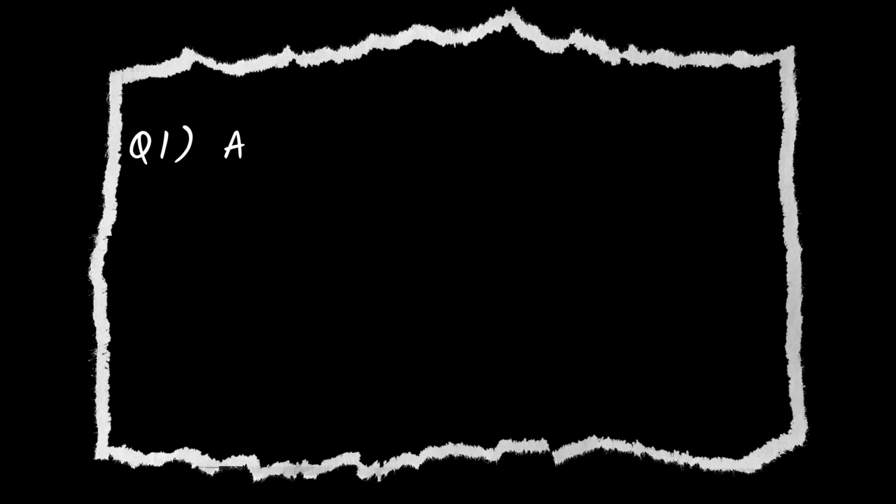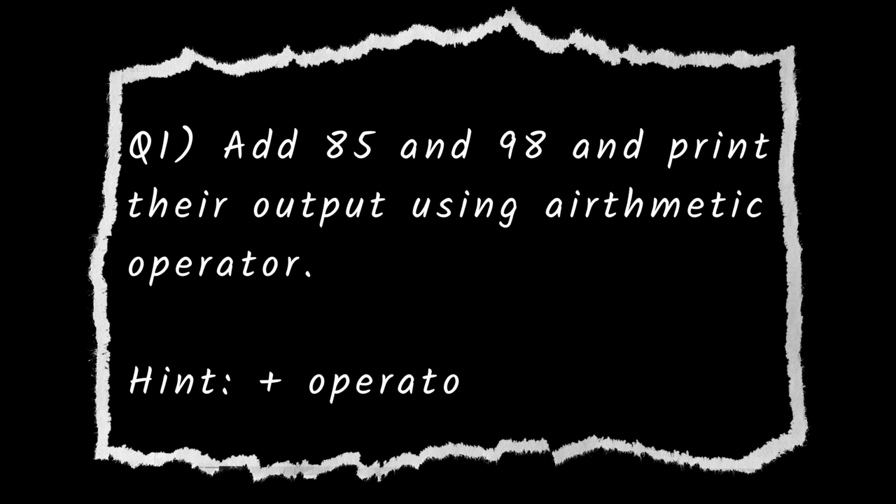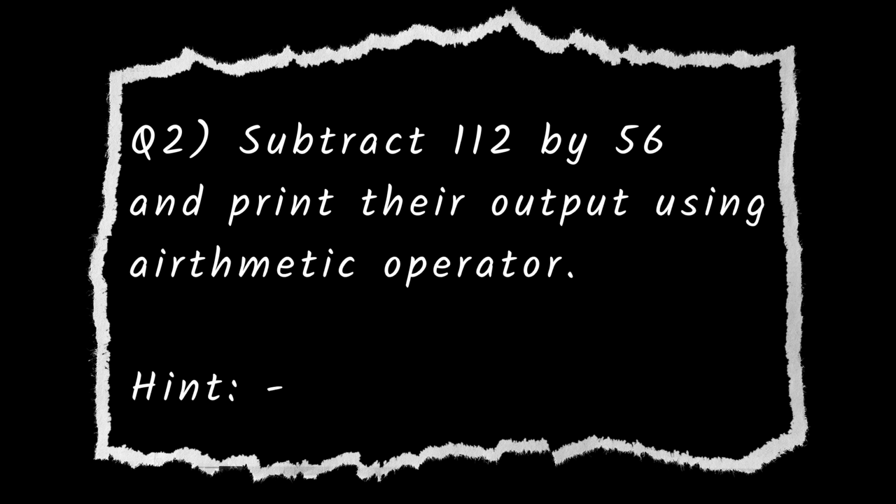The first question is, add 85 and 98 and print their output using arithmetic operator. Here is the hint, addition operator. You have to use addition operator to solve this question. The next question is, subtract 112 by 56 and print their output using arithmetic operator. Here is the hint, subtraction operator.